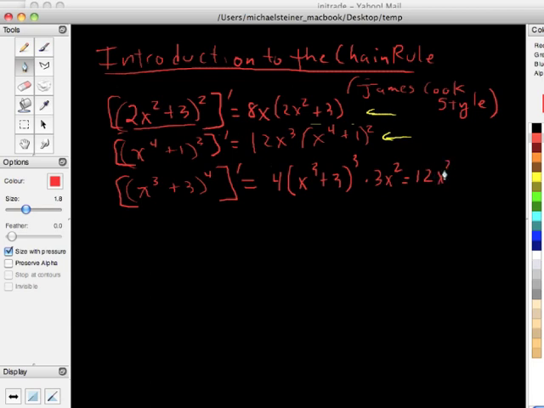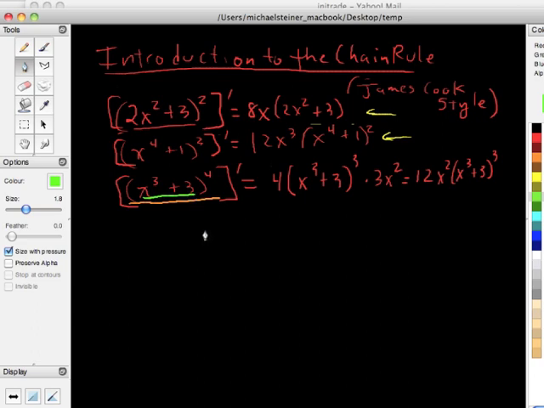12x squared times x cubed plus 3 to the third. There's this inside-outside rule that's essentially the chain rule. And so what we did was we took the derivative of the entire function with respect to what's inside, and then we took the derivative of what's inside.